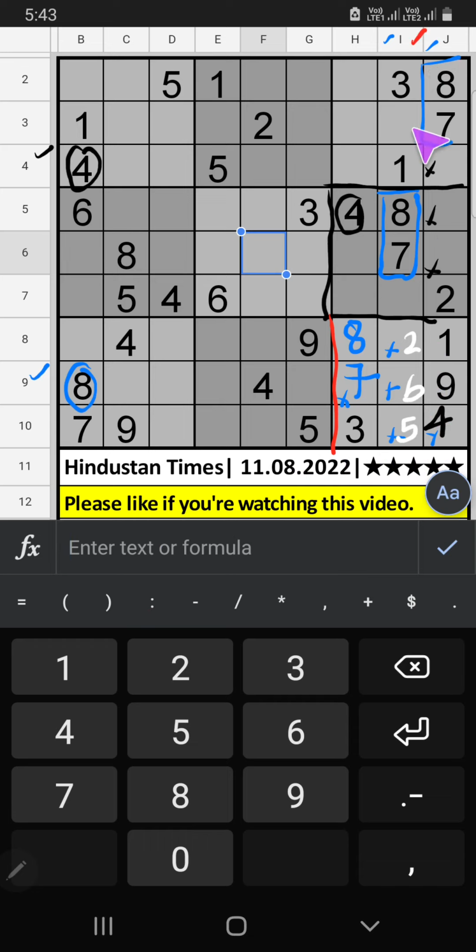Column I, 2 numbers are remaining: 4 and 9. 6th grade, we already have 4. So 4 can't come in this cell. Then 4 is confirmed here. Then 9 is here.